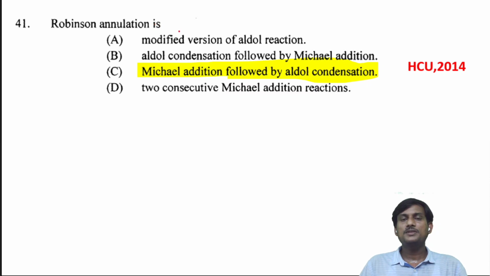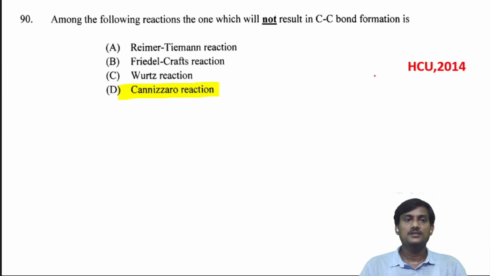Robinson annulation is a ring formation reaction. First there is the Michael addition. After that there is an aldol condensation. This reaction involves two named reactions. The first one is Michael addition. The next one is aldol condensation.